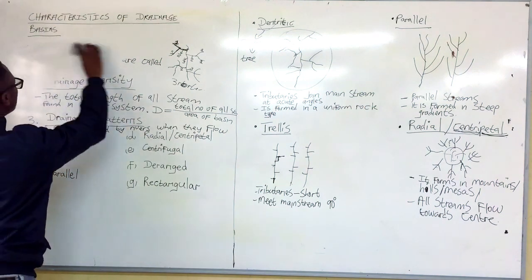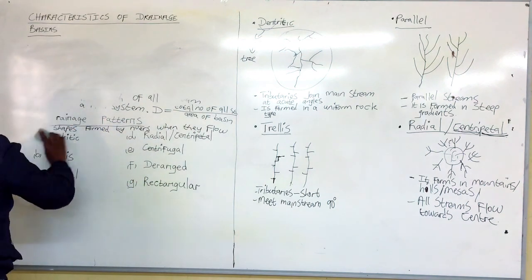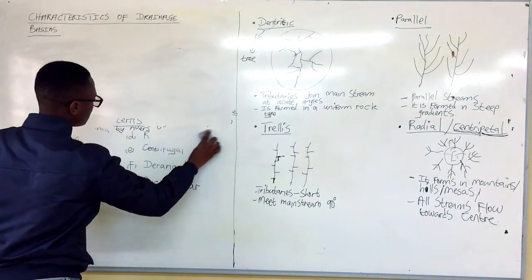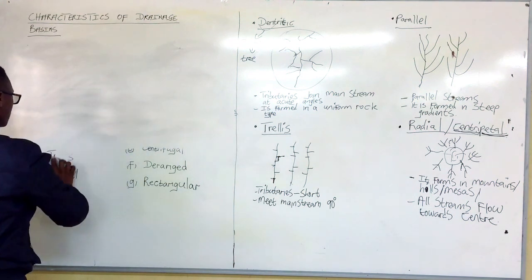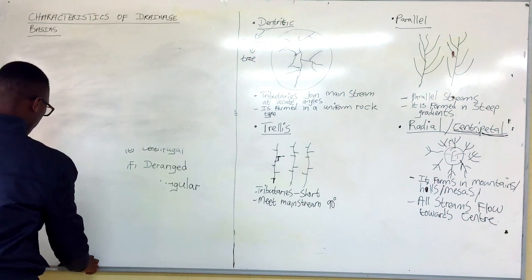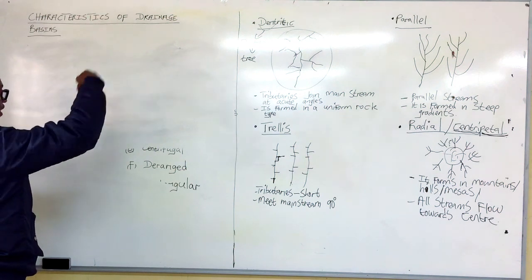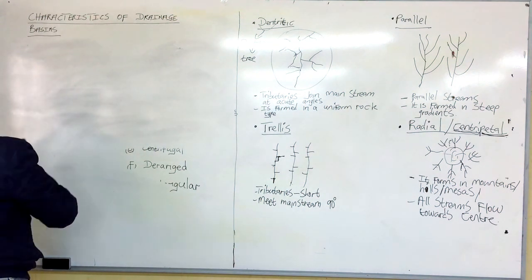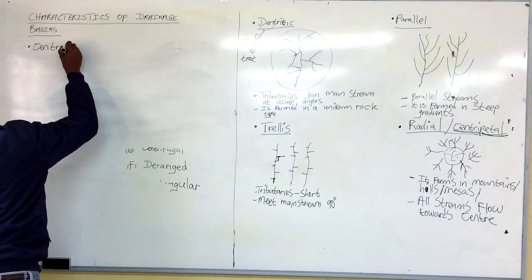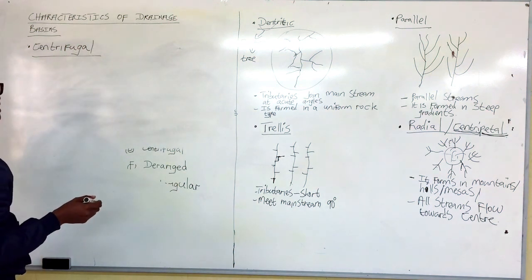So I'm just going to write it here. In our centrifugal pattern, the streams flow away from a center. So centrifugal is the opposite of centripetal. All the streams are flowing away from the center. Maybe they flow from the top of the mountain downwards, away from the center. So our centrifugal is something like this.